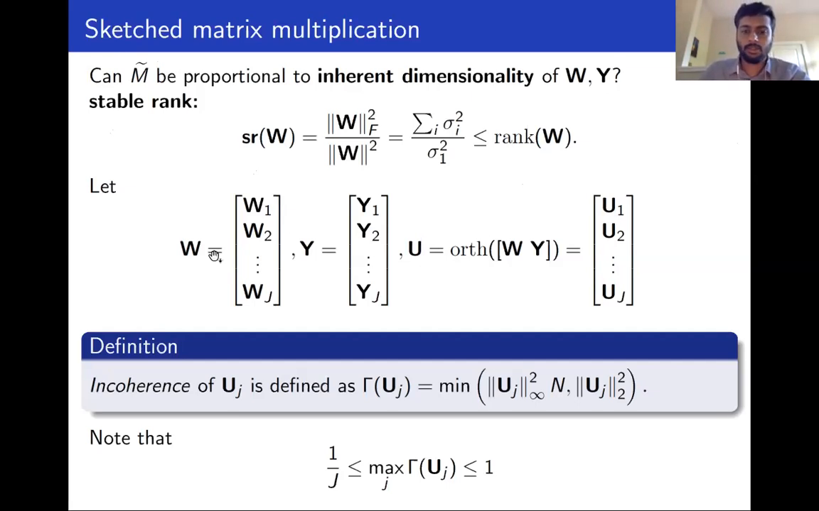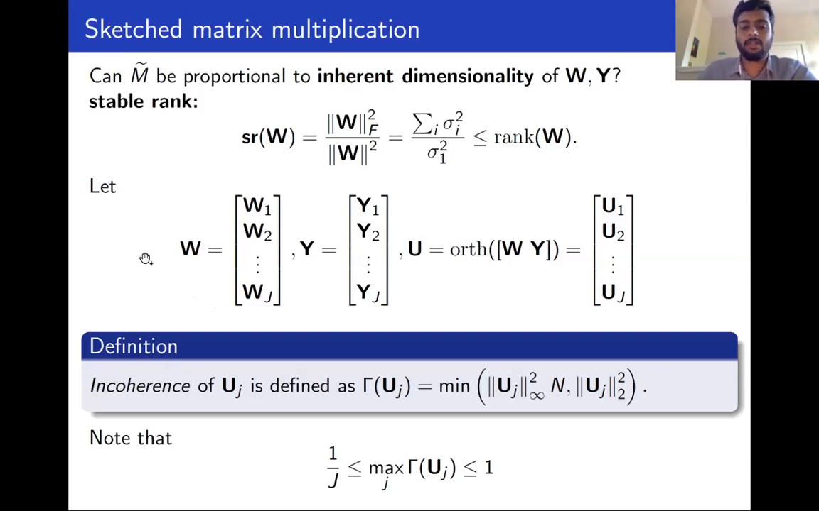To answer this question, we will need to define one more quantity, which we will call the incoherence. What this incoherence captures is the relative importance of different data blocks. As I said before, we assume that our data matrices are partitioned into J blocks. Some of these blocks might be more important than the others. In an extreme example, let's say one block is just zeros.